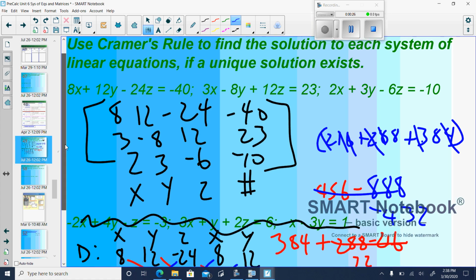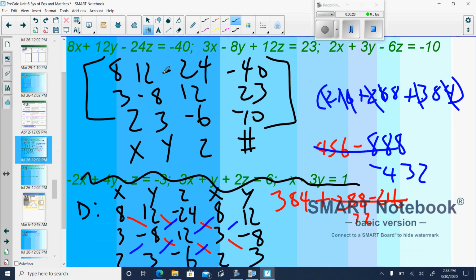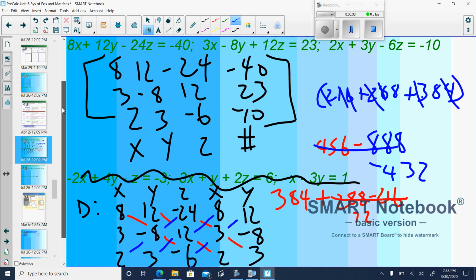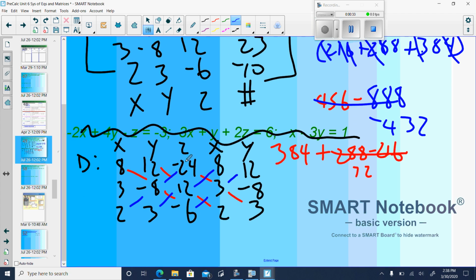All right, so right here I just created an augmented matrix and I labeled X, Y, Z, number. Then I came down here to get the determinant. So we go from left to right. So I had 384 plus 288 minus 216. All right, so that gave me 456.